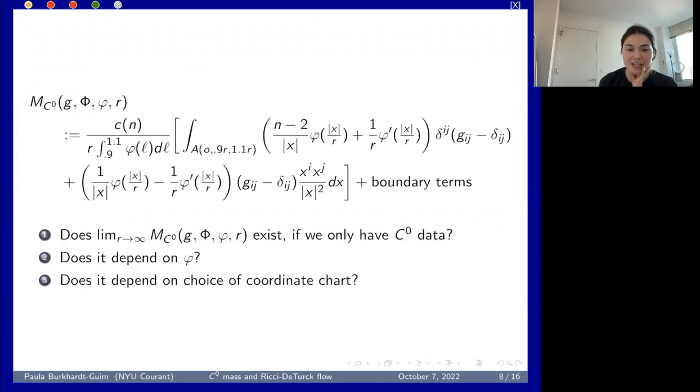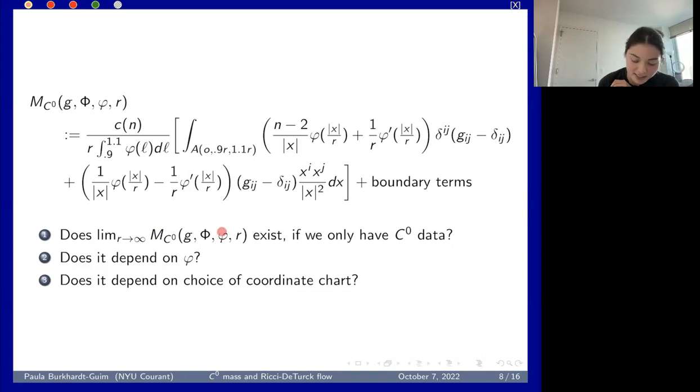So this is what I want to know now. If I have only a C0 metric that has decay in C0, does the limit as R goes to infinity of this quantity, which I'll call the C0 local mass, necessarily exist? And if so, does it depend on the choice of this test function and the choice of this C0 asymptotically flat coordinate chart? Obviously I want the answer to the first question to be yes, and the answers to the second two questions to be no. And so now I will tell you a theorem that answers these questions. It turns out to have really good answers.